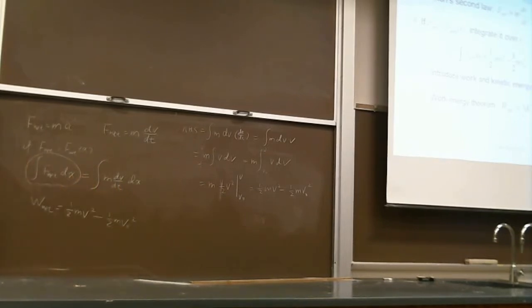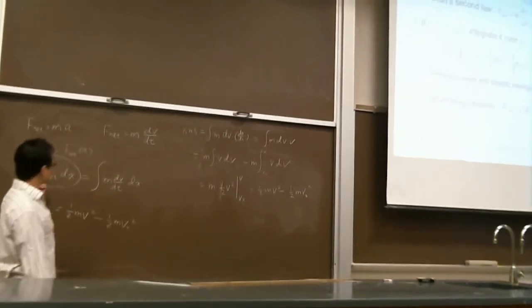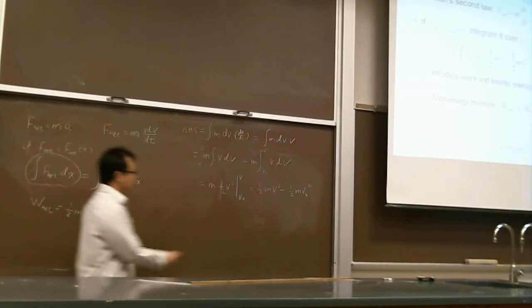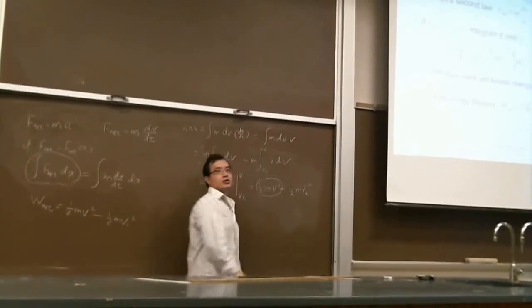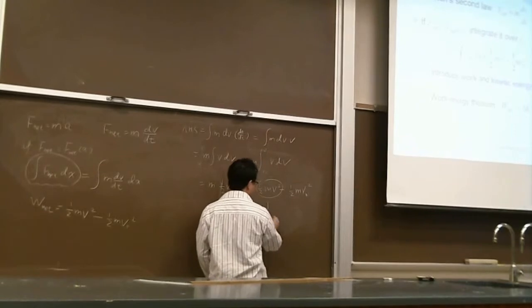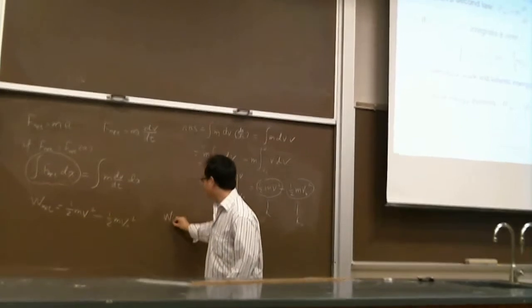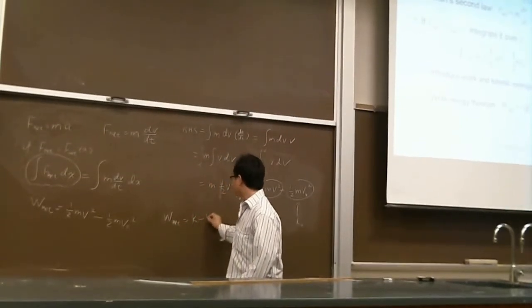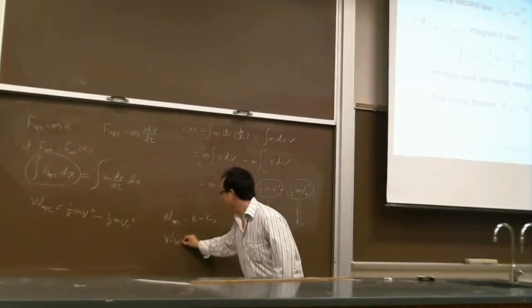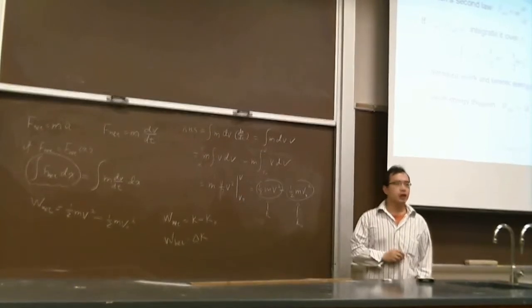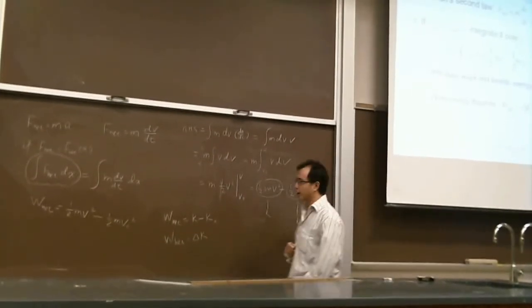I think many of you have seen this equation before. This is called the work-kinetic energy theorem. The work done by the net force equals the kinetic energy change. We also give this term the name kinetic energy, K. So this is the initial K and this is the final K. We can write W net equals K minus K naught, or W net equals delta K: the work done by the net force equals the change in the kinetic energy.